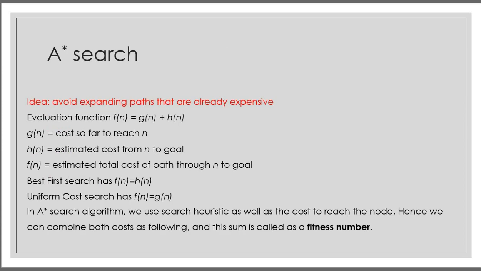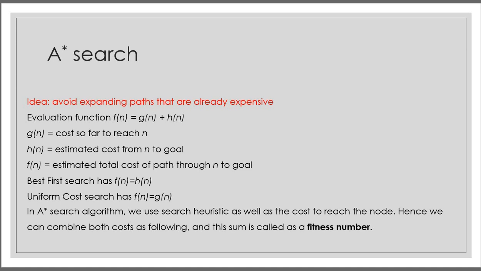We are going to the next method, that is A* search. The idea of A* search is to avoid expanding paths that are already expensive. The evaluation function f(n) is equal to g(n) plus h(n). g(n) is the cost so far to reach n. h(n) is the estimated cost from n to the goal. f(n) is the estimated total cost of the path through n to the goal. Best first search has f(n) equal to h(n). Uniform cost search has f(n) equal to g(n).